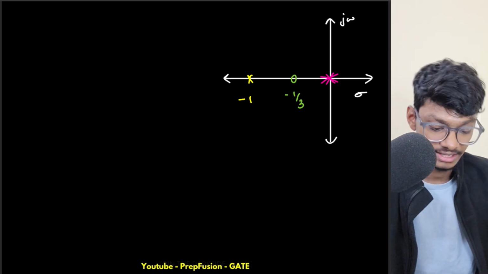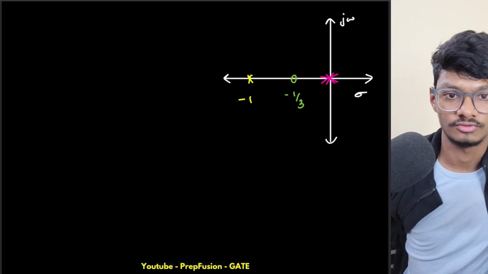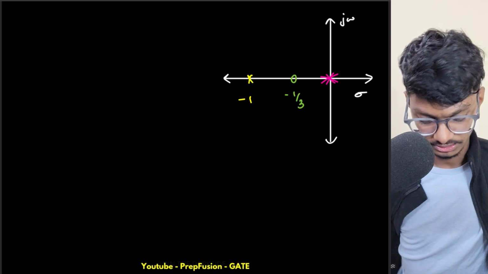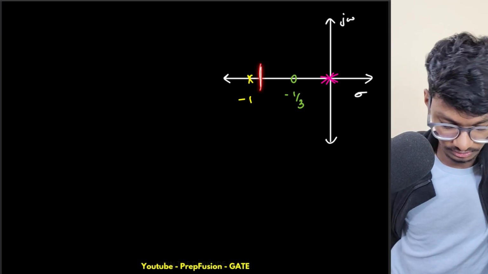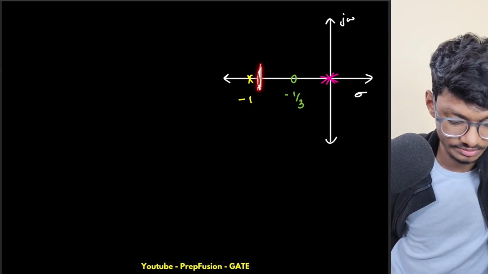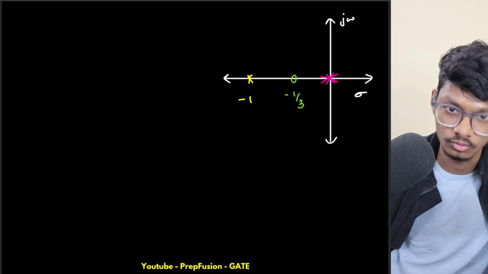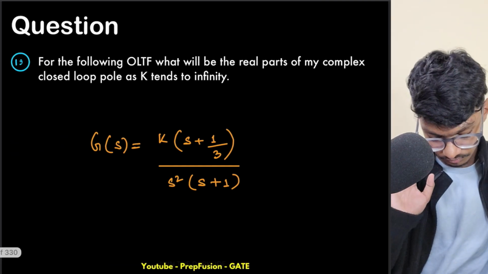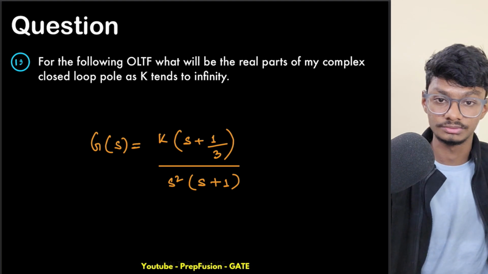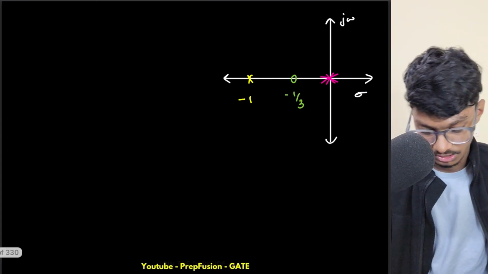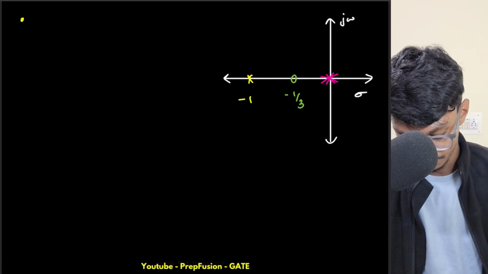So can we just directly draw the root locus from here? I think we can. This is simple. Obviously on the right hand side I have an odd number of poles plus zeros, so this is lying in the root locus. Nothing else is mentioned, so we will assume normal root locus.